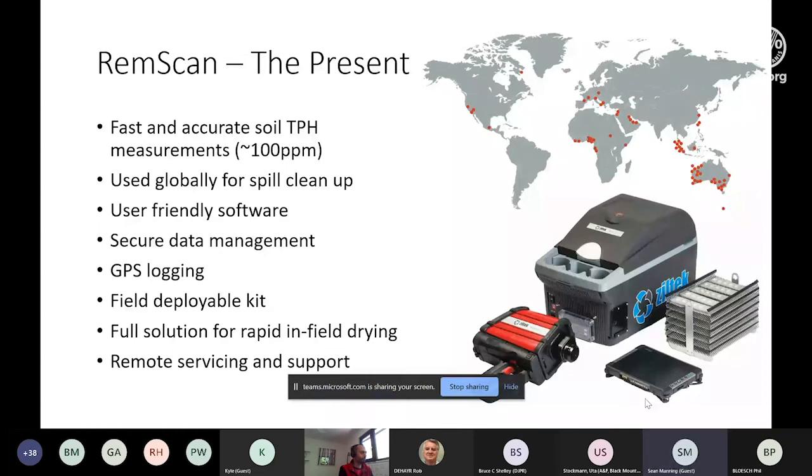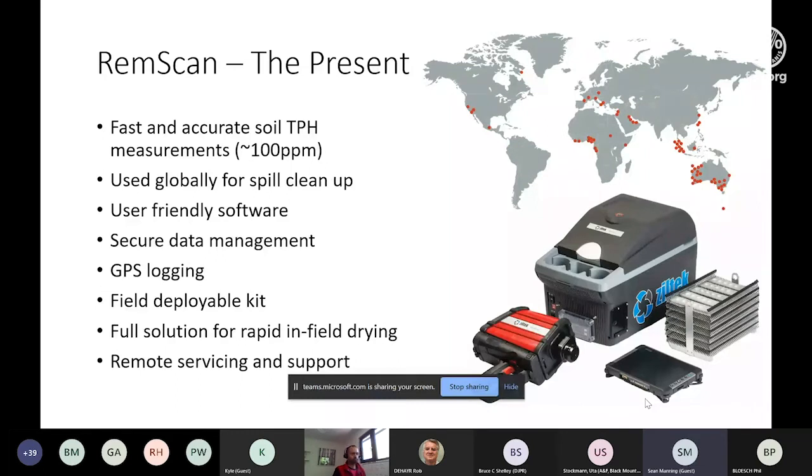Anyway, so the product basically offers a fast and accurate soil TPH measurement with an accuracy of around 100 ppm, or 100 milligrams per kilogram. It does vary quite a bit depending on lots of factors like the local soil types, heterogeneity, whether there's a lot of interfering species. Variable interfering species is really the enemy. So lots of varying organic content or carbonate content. When the interfering species is reasonably consistent across the site, we don't really have a huge problem with it. It's being used globally for spill cleanup. We've got this user-friendly software that we iterate quite regularly through feedback with our customers.